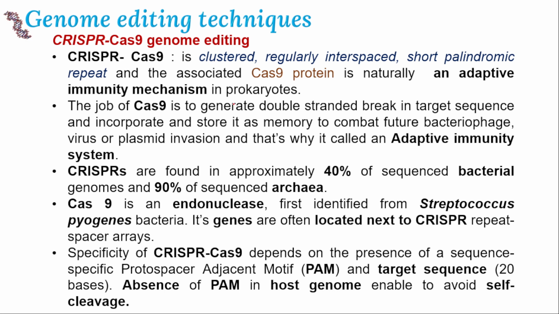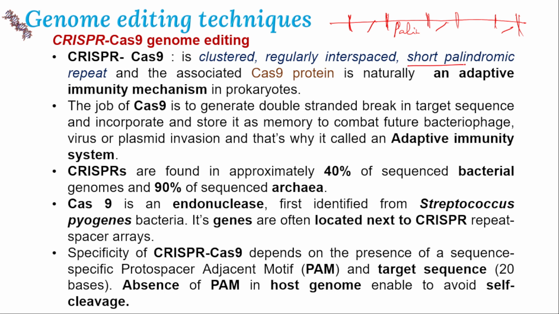The name itself says clustered. That means an array of DNA is there, and these genes are arranged in clusters. And second one is regularly interspaced. That means the clusters are flanked by some palindromic sequences. So that is called regularly interspaced. They are flanked at regular intervals with some palindromic sequence.